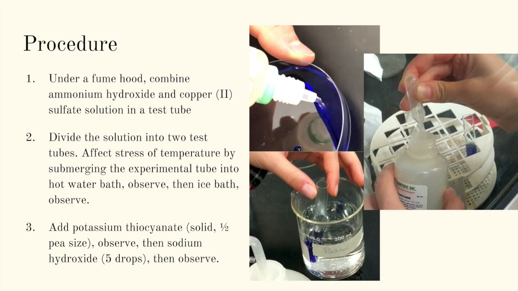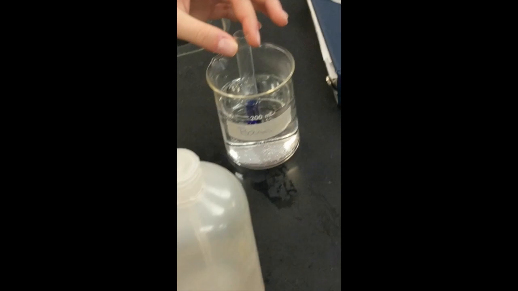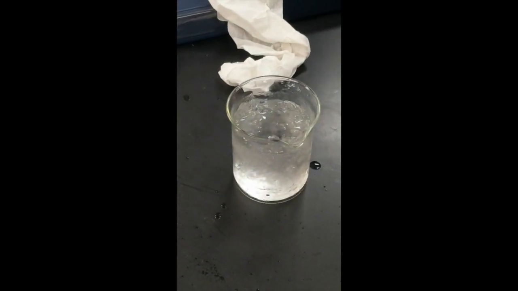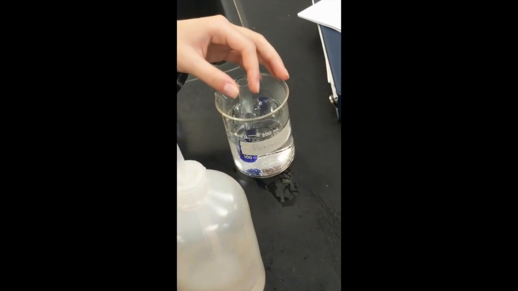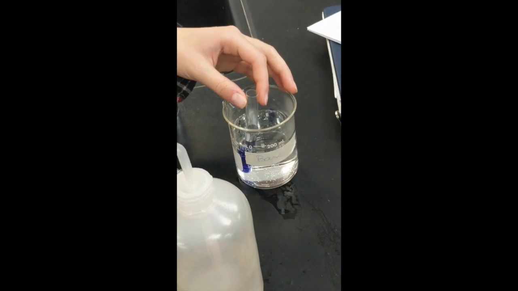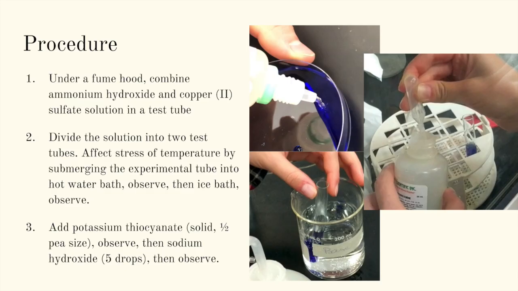The stresses we affected were temperature, so we heated the solution with a bath of water heated to 65 degrees Celsius, and we cooled it with an ice water bath. Before we did an experiment, we put it in ice for 2 minutes, but we saw no change, and we waited for about 4.5 to 5 minutes. So now we're doing the same with water that's about 65 degrees Celsius. We then added potassium thiocyanate to the solution and also sodium hydroxide, both of which might react with the copper 2 ions.